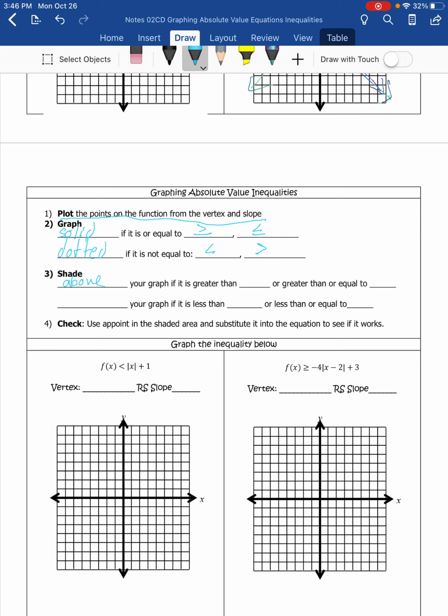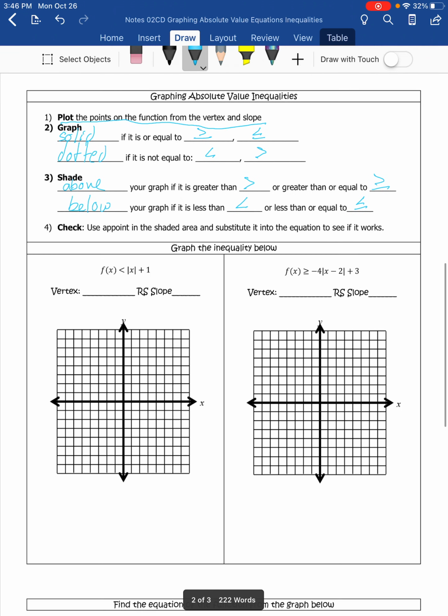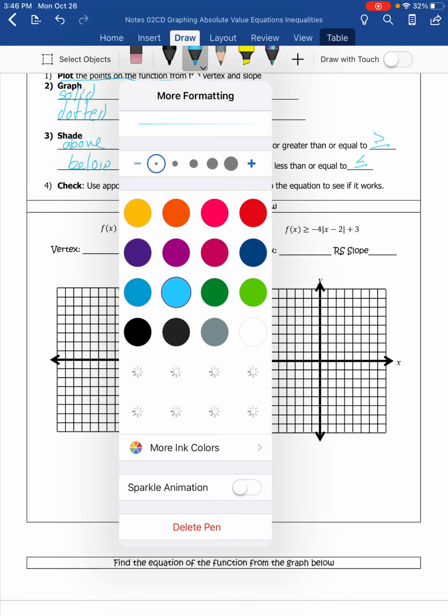Okay, you're going to shade above your graph if it is greater than or equal to. You're going to do below if your graph is less than or equal to. So like I said, not much is going to change with these inequalities.